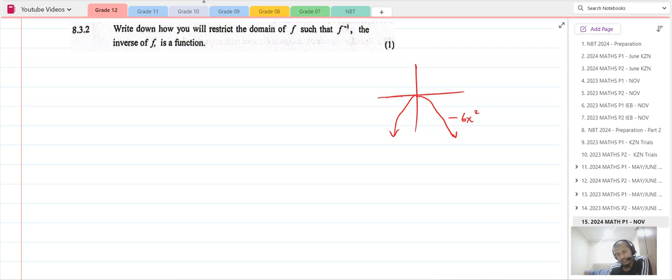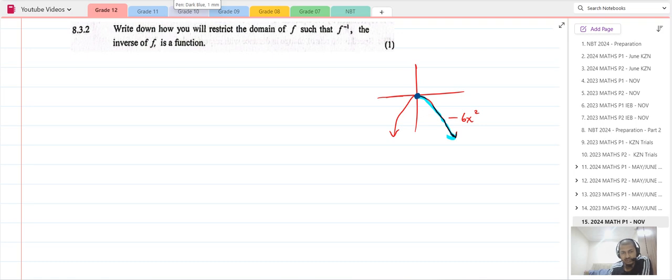Let's look at this one piece of the parabola here for an example. We have to restrict the domain. We have to make the function 1 to 1, so it has to be on the positive x side. So we know the domain: restrict the domain of f such that f inverse, the inverse of f, is a function.